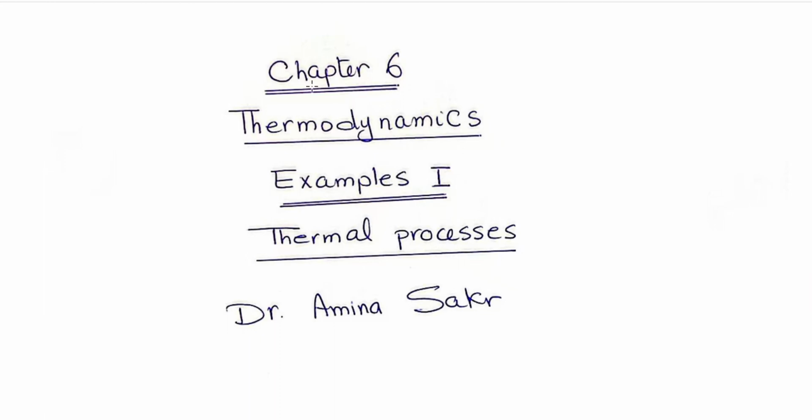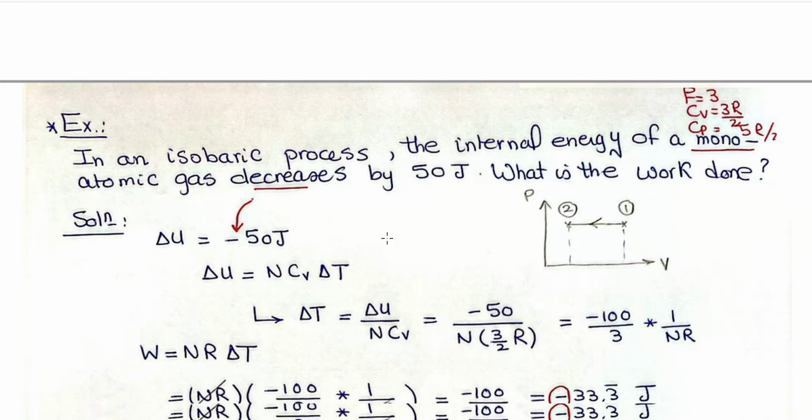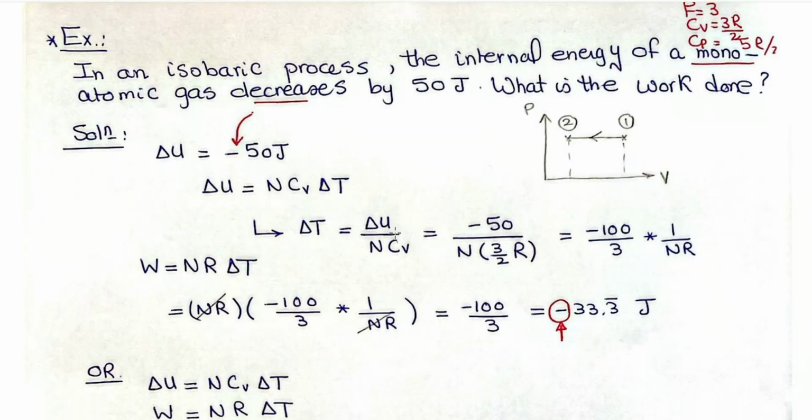After we finished chapter 6 explanation of thermodynamics, we will discuss some examples. In part A of the examples number 1, we will discuss only examples on thermal processes. The first example, we have an isobaric process. An isobaric process means constant pressure. You have to sketch a small sketch between P and V and draw the 2 points of the process.